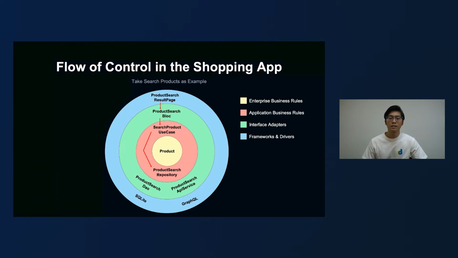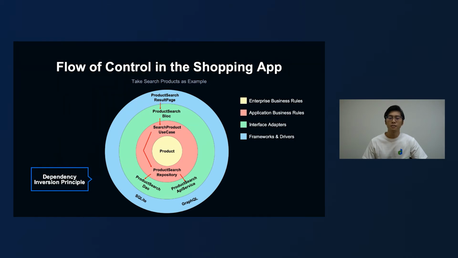However, it violates the dependency rule. To conform to the dependency rule, we need to follow the dependency inversion principle. We declare the product search repository as an interface, and we only need to define what we want. In the implementation of the repository, it can access data from a local database or from the network API.